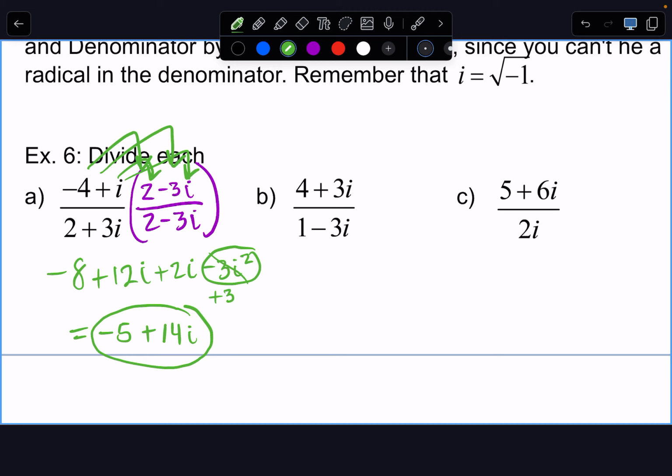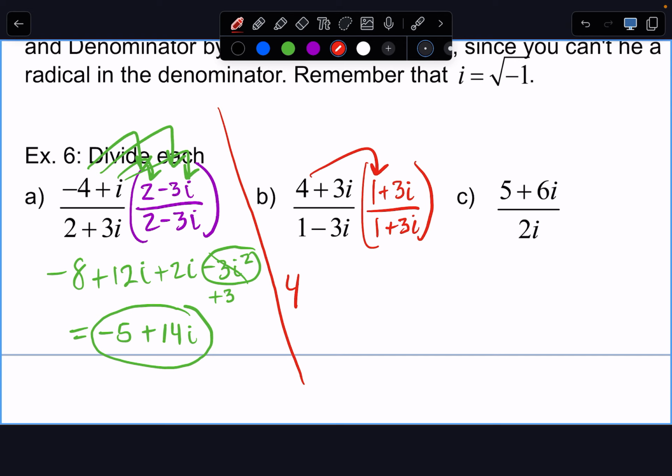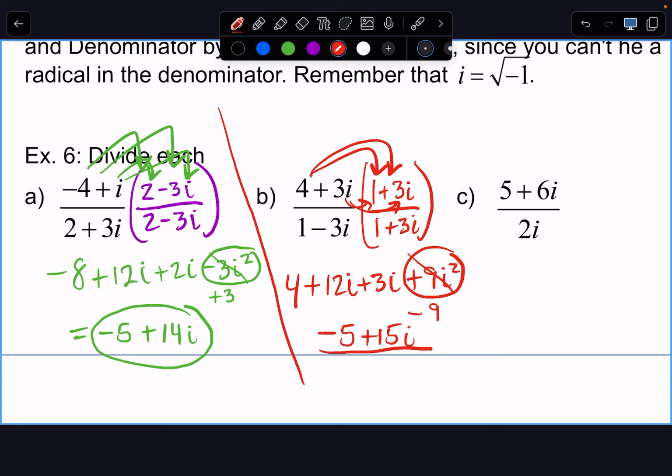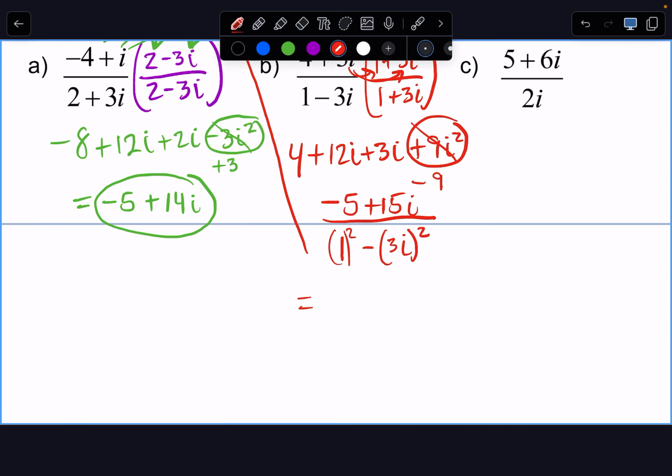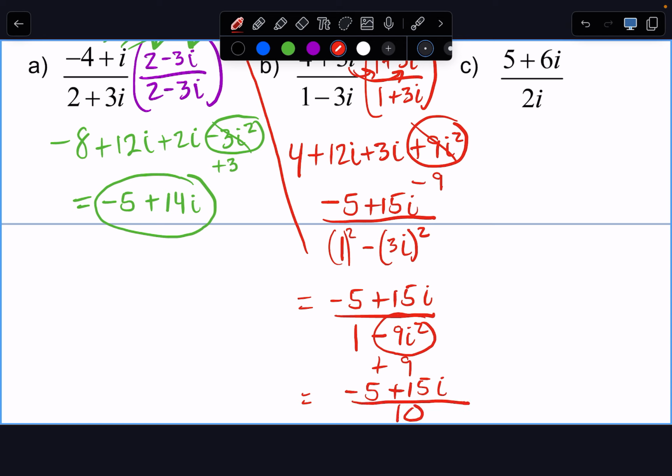Oh, but I see a lot of ballers that are right with me, and they're already on B. So I'm going to have to keep up with the ballers. I'm going to multiply by the conjugate. Distribute. I'm not talking because I think you guys know what's going on here. Remember that 9i squared becomes a negative 9. So that gives me negative 5 plus 15i over first term squared minus second term squared. That's going to be negative 5 plus 15i over 1 minus 9i squared. That becomes positive 9. So that becomes negative 5 plus 15i over 10.